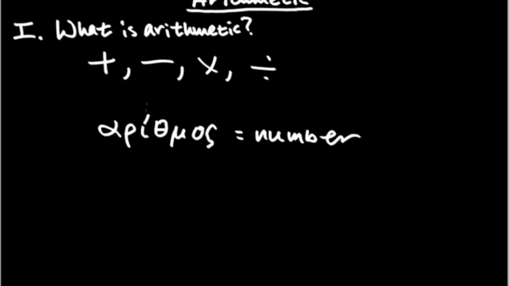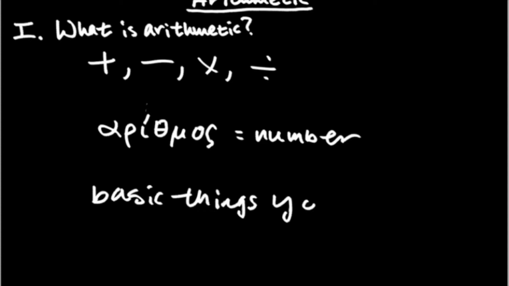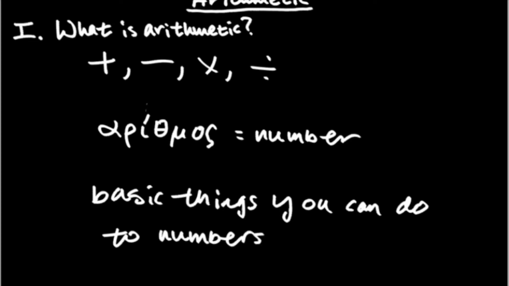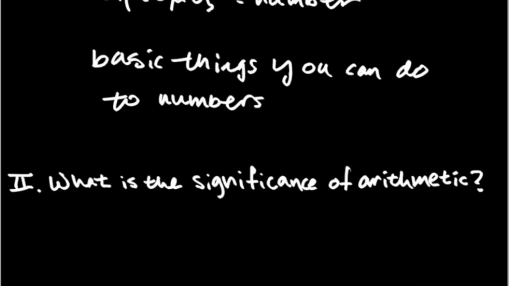So all of calculus is essentially just fancy adding, subtracting, multiplying, or dividing. Algebra, same thing. Geometry, same ideas. So this is the basis of what you can do with numbers. Therefore, it is derived from the word arithmos, or logos arithmos, which just means number.